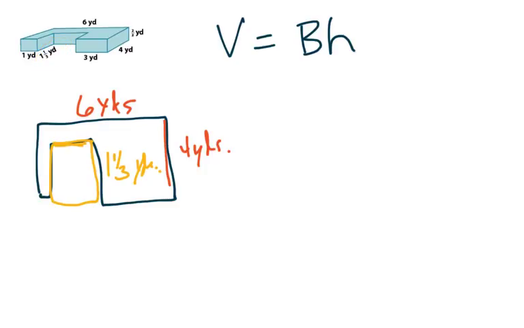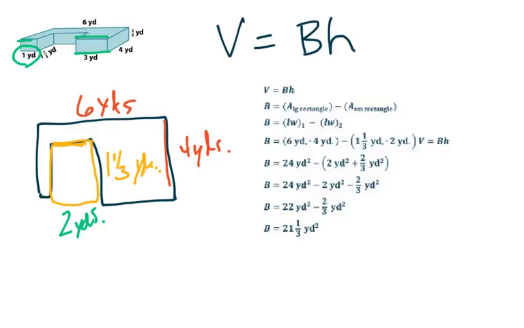So I noticed in the picture that I have 1 yard labeled here and 3 yards labeled here. So that's 4 yards total, and there are 6 in the entire shape. So this gives me 2 yards as the other dimension. Let's see what happens when I put all these numbers into the problem itself.